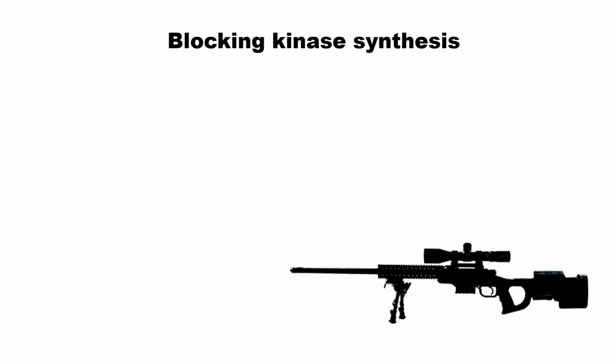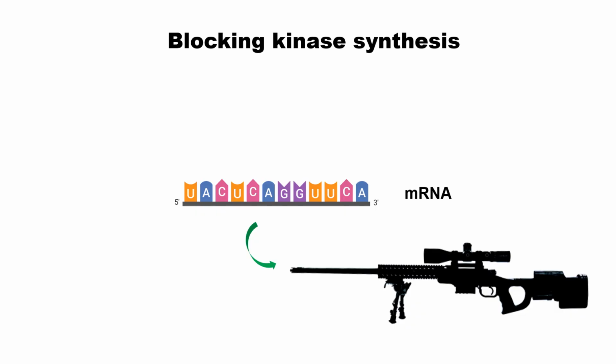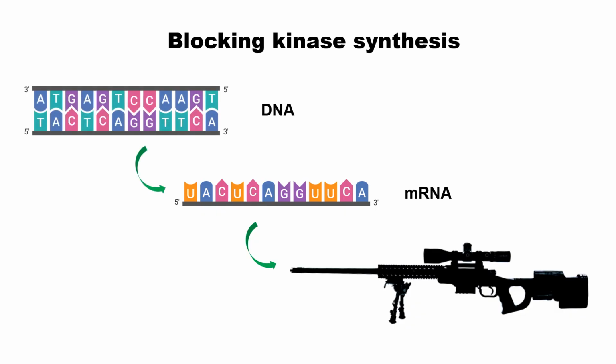Another strategy is blocking kinase synthesis. Kinase is a protein. Then to make a protein, we need mRNA. And to make mRNA, we need the DNA. So instead of attacking kinase directly, if you attack mRNA or DNA, then eventually they cannot make this protein. So this is another strategy to abolish the kinase activity.